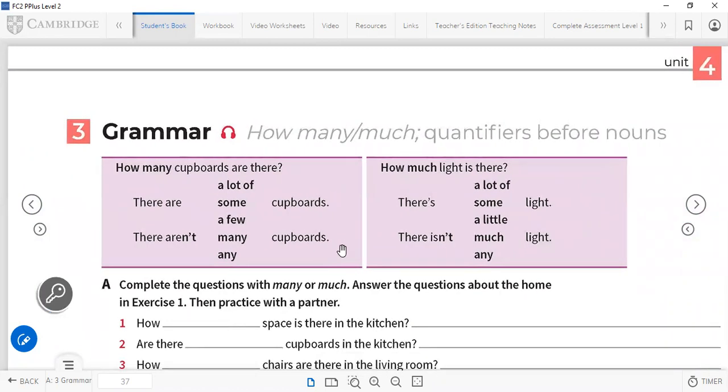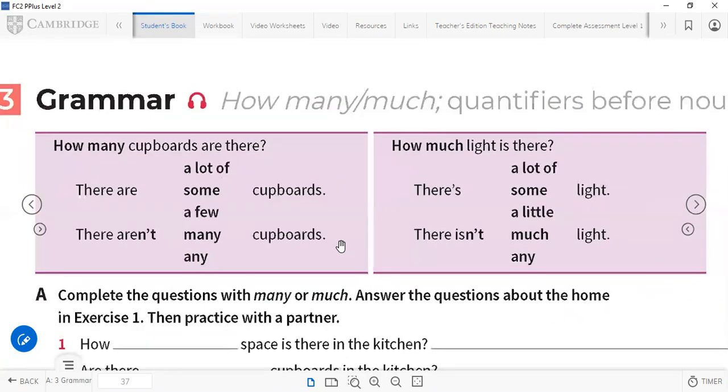So let's get started. Here we have questions, and they are the most common questions that we can see. Preguntas más comunes que podemos ver. One example: here we have to use how many, and on the other hand, we have how much, right? Here, how many cupwords are there? That is a question, right? Es una pregunta. And on the other side, we have how much light is there? And how many cupwords are there?